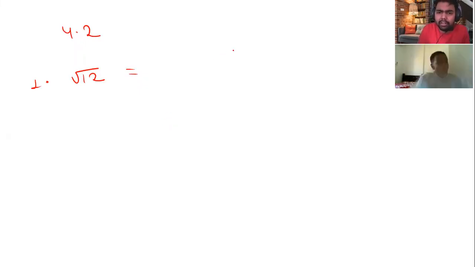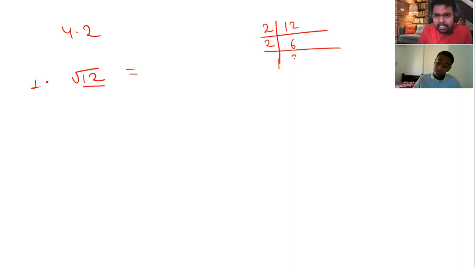First of all, we try to factorize the number which is inside the root. How could I factorize this number? I'm factorizing 12 like this. I can divide by 2 first, so I get 6. Then again I can divide by 2, and I get 3. So can I write root 12 as 2 times 2 times 3?